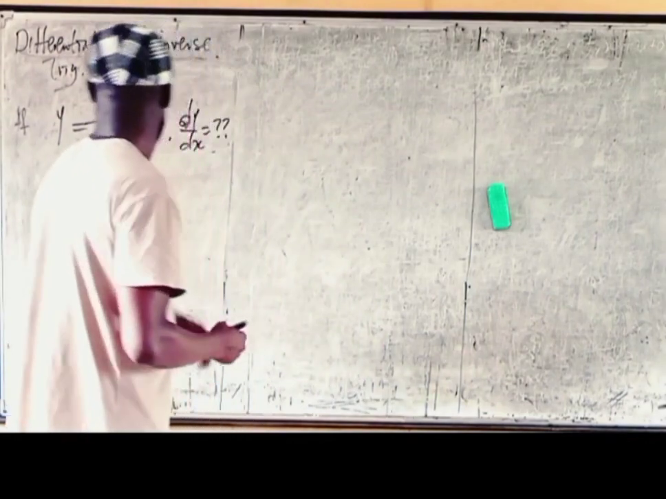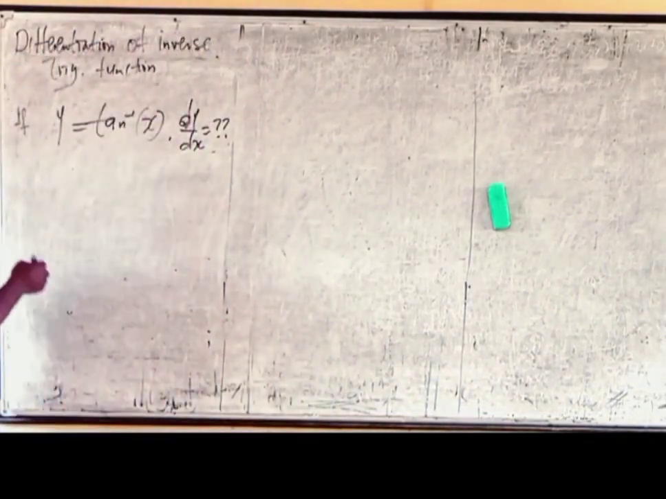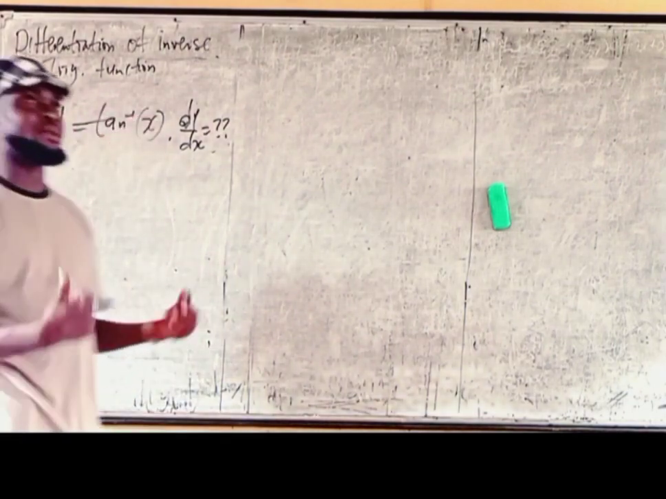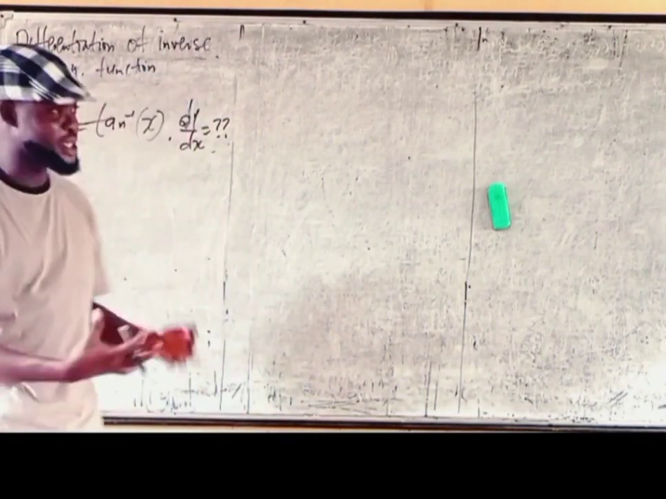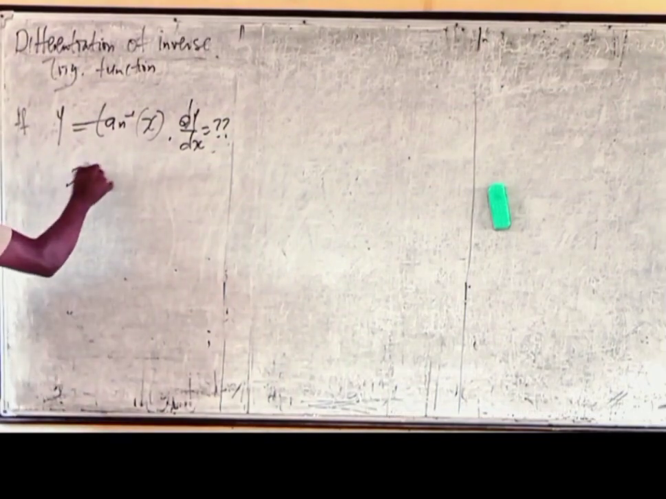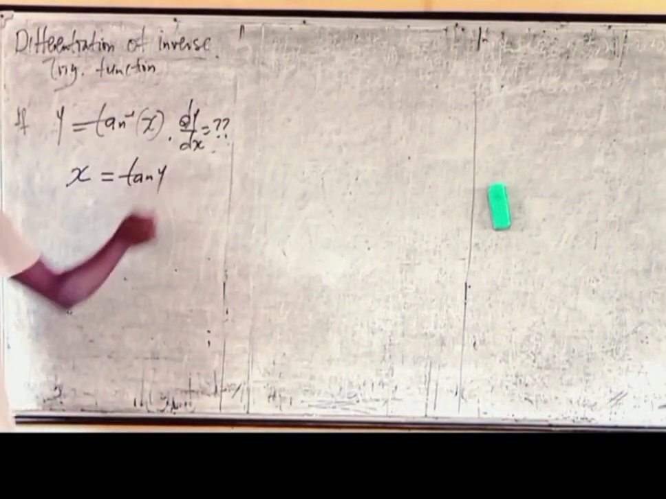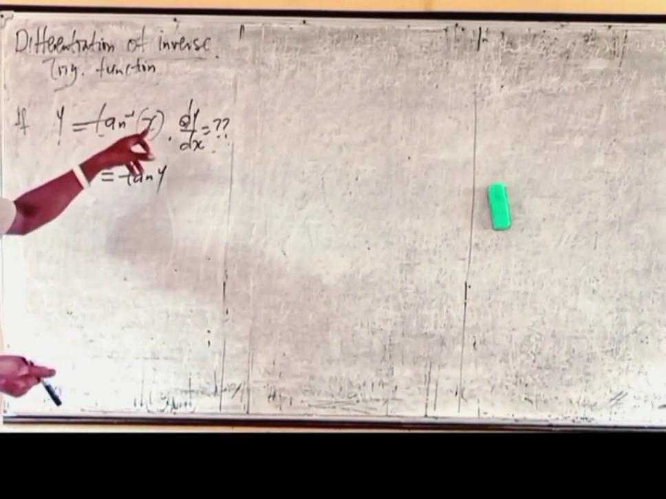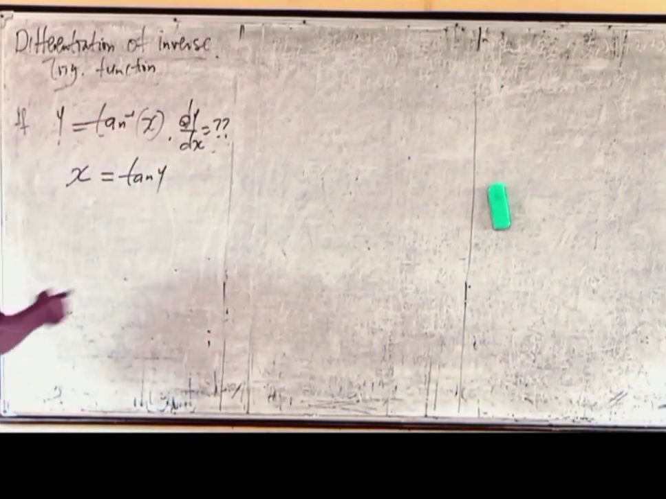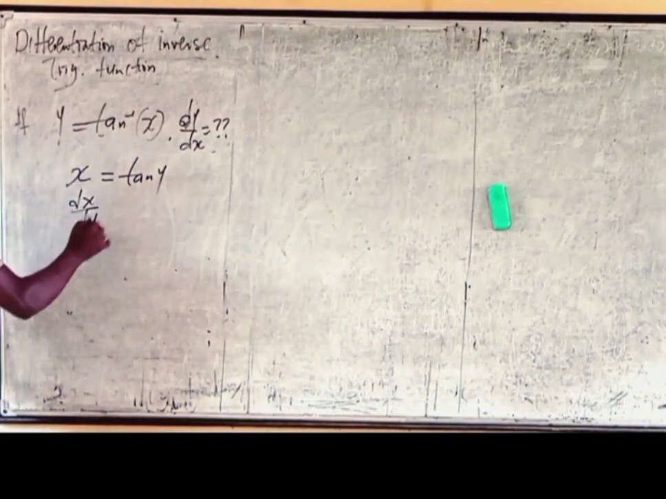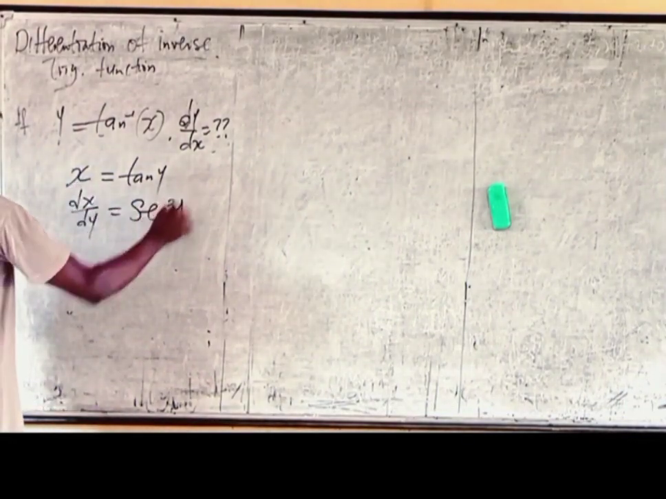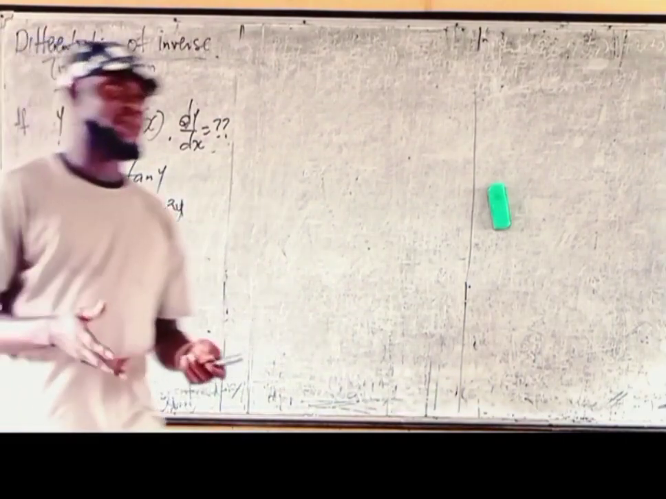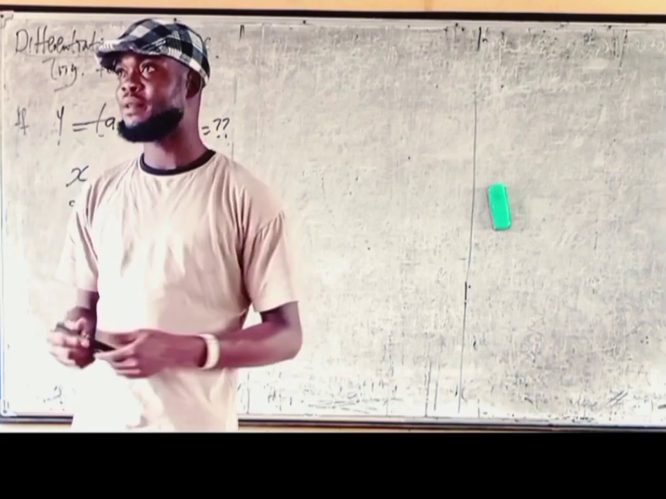So let's look at this. I'm telling you why it's going to be tan inverse, from the inverse equations we have been doing. If y is equal to the tan inverse of x, x should be what? Tan of y. If y is equal to the tan inverse of x, you can say x is equal to tan y. Now differentiating both sides with respect to y, we're going to have sec squared y, because we differentiate tan to get sec squared.